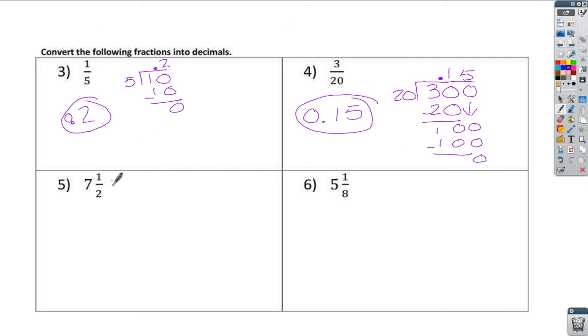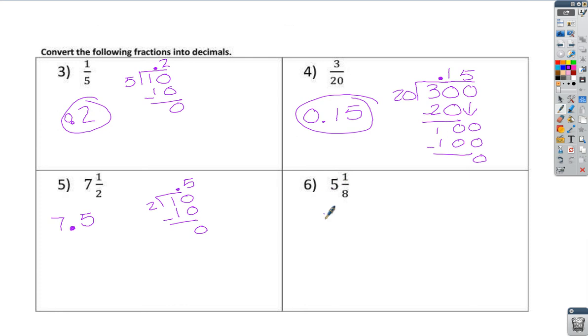Okay, so let's look at number 5. We have a whole number, so we can bring that down. We know it's going to be the whole number in our decimal. And now we have 1/2. You could know that 1/2 is just 0.5, or you could also long divide it. So 2 can't go into 1, so we make it a decimal. So it's now 10. You go in 5 times. 10 minus 10 is 0. So we got 0.5. 7.5 because we have that whole number.